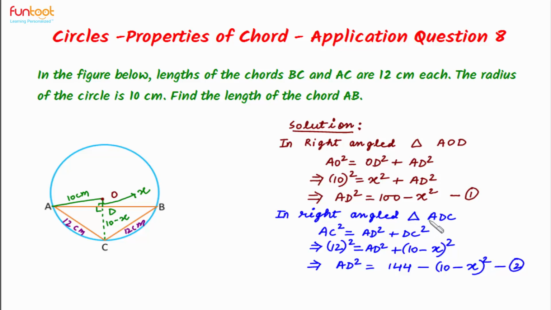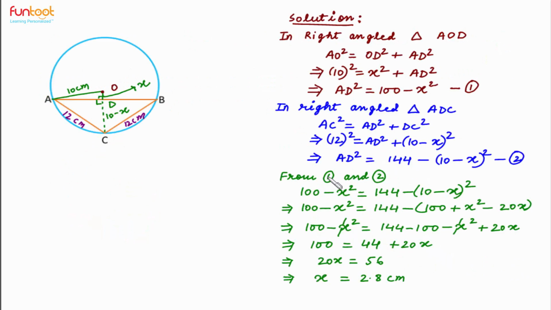Once again in right angle triangle ADC, square of the hypotenuse will be equal to sum of square of the other two sides. In place of AC, we can write 12, AD square as it is, and in place of DC, we can write 10 minus X as discussed. From here also, we can form an expression for AD square, call this second. From 1 and 2, we can see that their LHSs are same, so we will equate the RHSs and solve for X here, and we'll get X is equal to 2.8 centimeters.